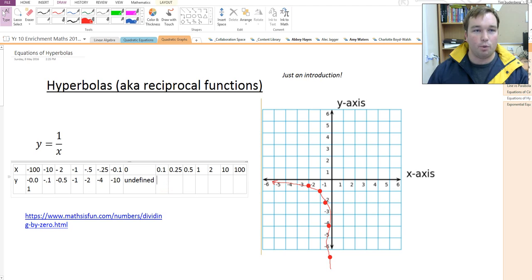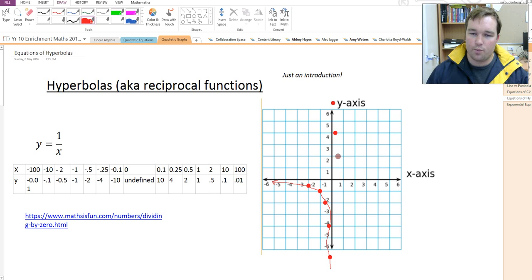But we can go to a small positive number. Now a small positive number, 1 divided by 0.1 is 10. 4, 2, 1, 0.5, you can check these if you want. What happens here is when it's 0.1, we're off the axes up here. 0.25, we're at 4. 0.5, we're at 2. 1, we're at 1. 2, we're at a half. And 4, we would be at a quarter.